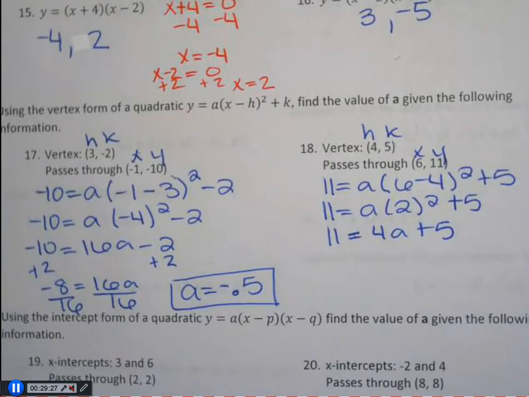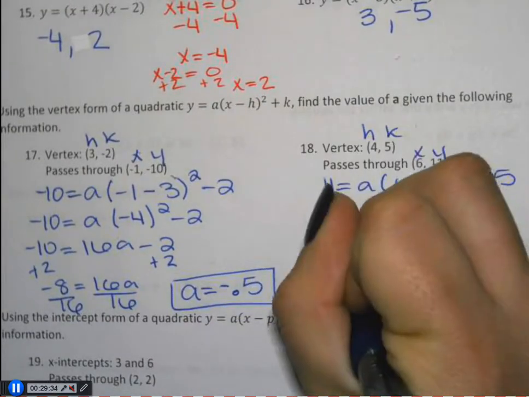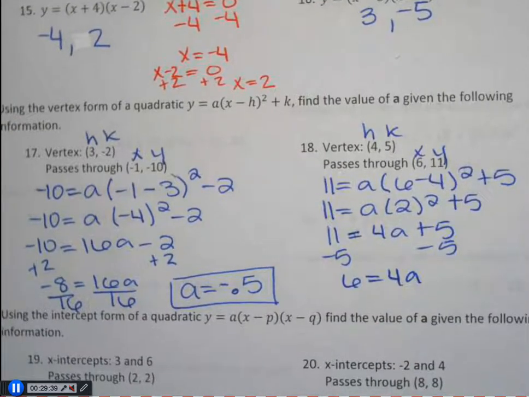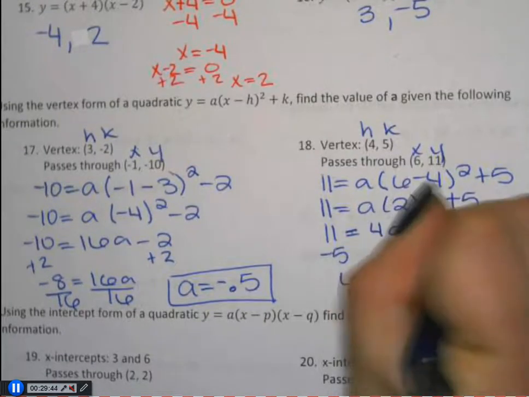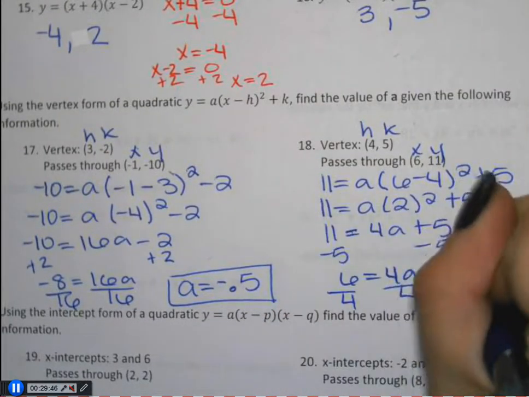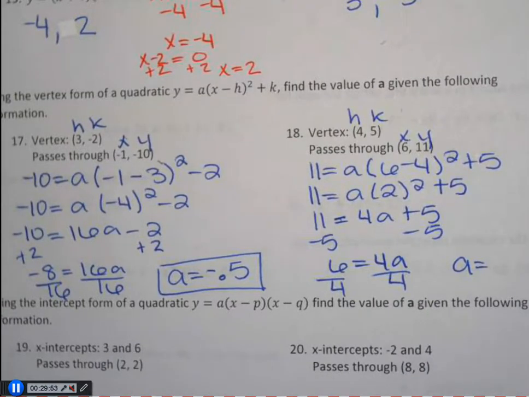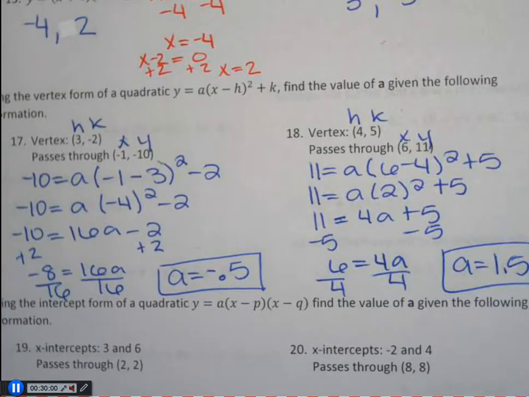The 5? Oh, you're saying subtract it? Oh, okay. I thought you were saying minus 5 at the end of the equation. Divide by 4. A equals 6 divided by 4. Oh wait, you're right. I don't know. I was thinking the other way around. My bad.